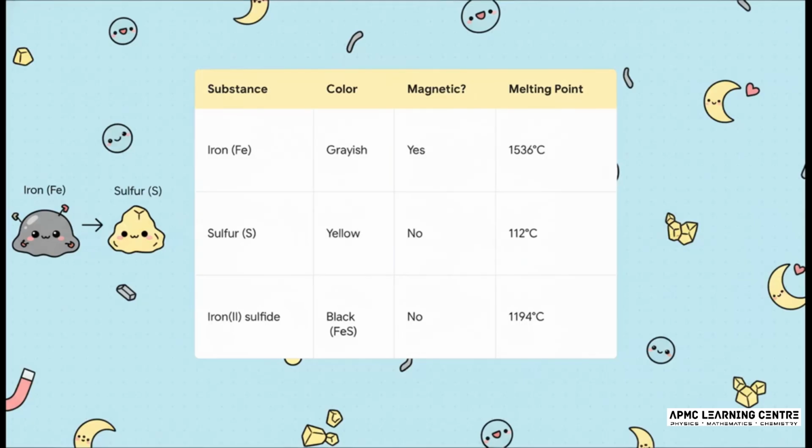And this table illustrates that point perfectly. Look at this. You start with gray, magnetic iron, and bright yellow, non-magnetic sulfur. When you make them react, you don't just get some grayish yellow powder. No way. You get iron sulfide, a brand new, black, non-magnetic solid with its very own unique melting point. It is a completely new substance with a personality all its own, totally different from its parents.